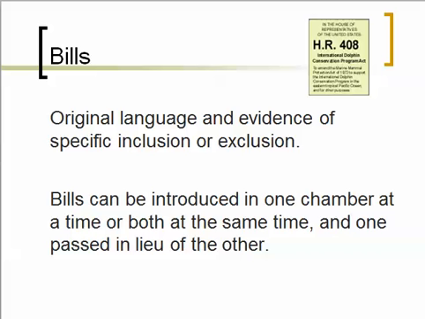Bills can be introduced in one chamber at a time, or both at the same time, and one bill passed in lieu of the other. Bills with different numbers on the same subject are related bills, and when one related bill is passed in lieu of another bill, they are sometimes called companion bills.